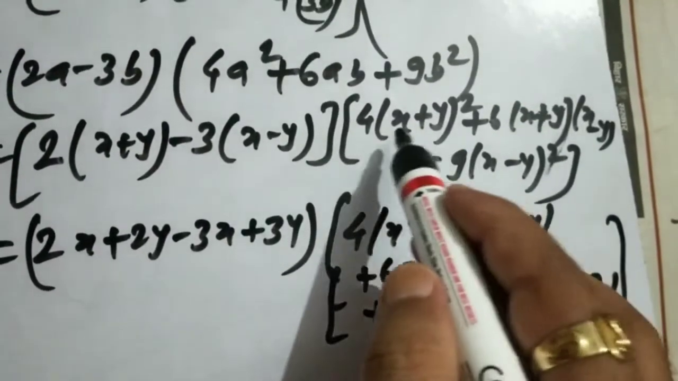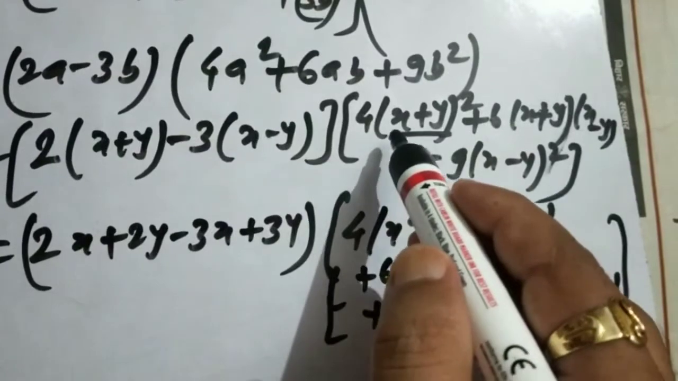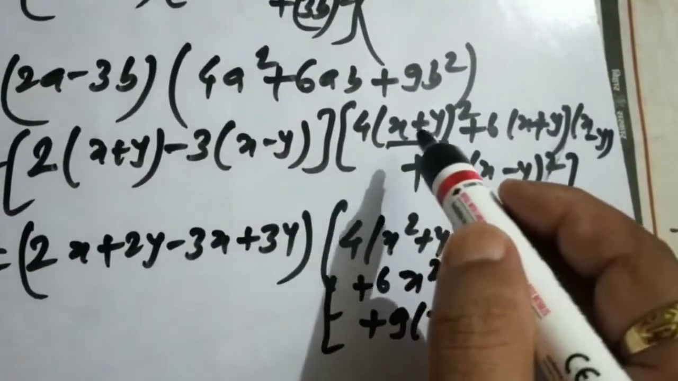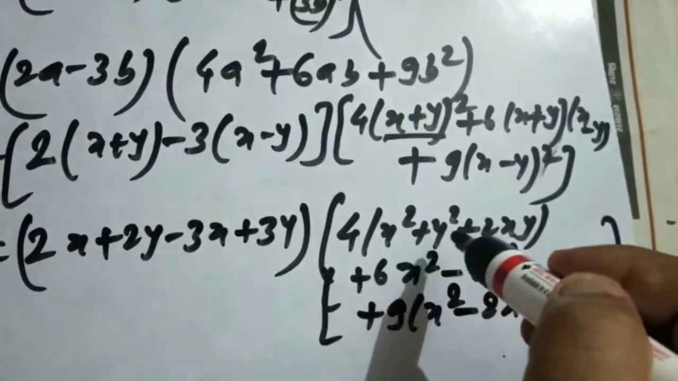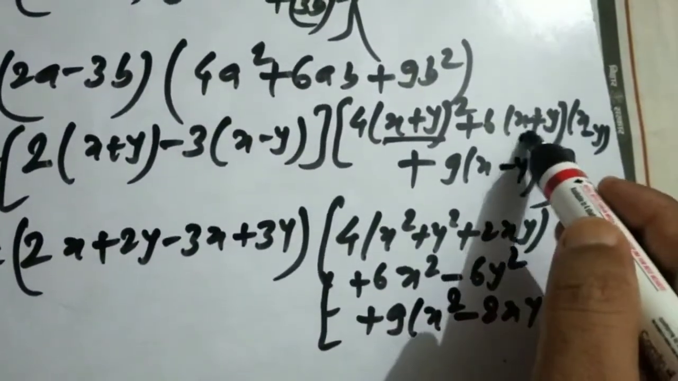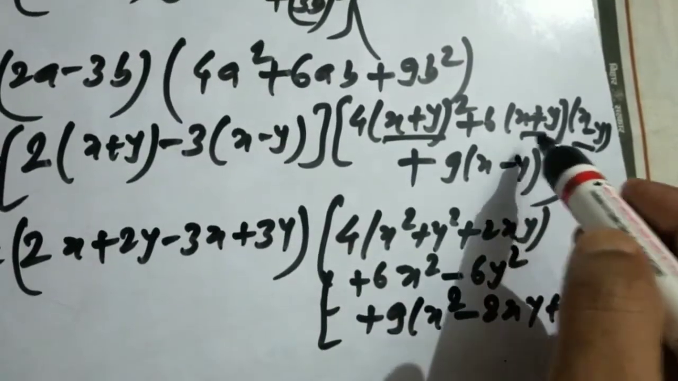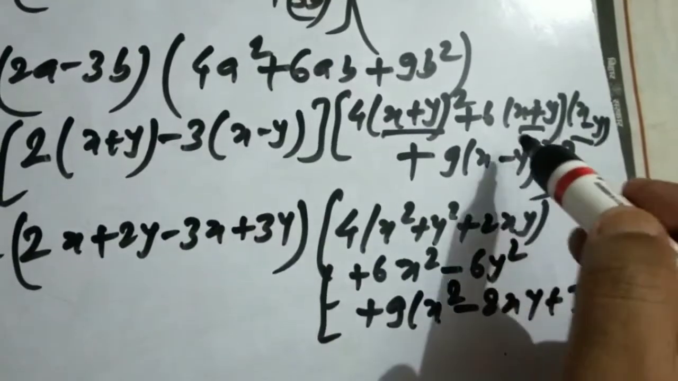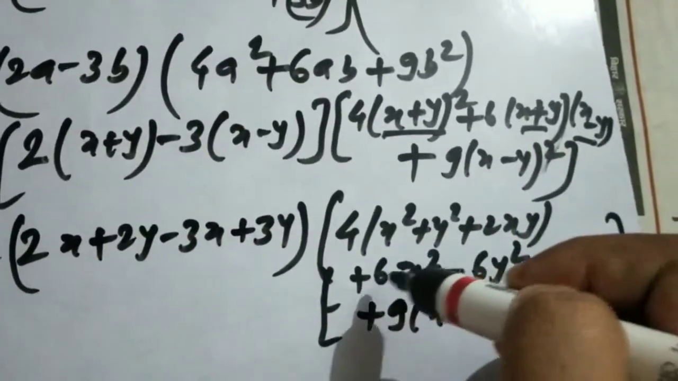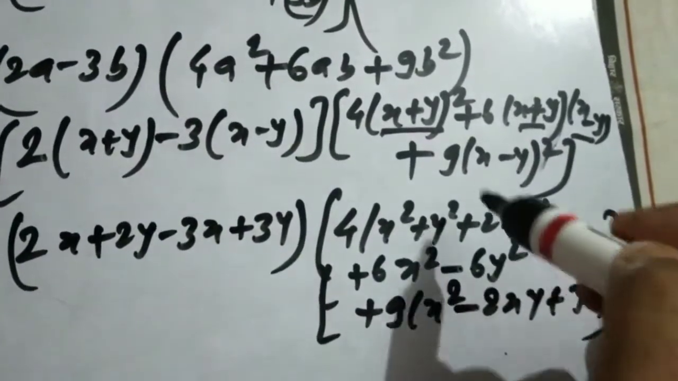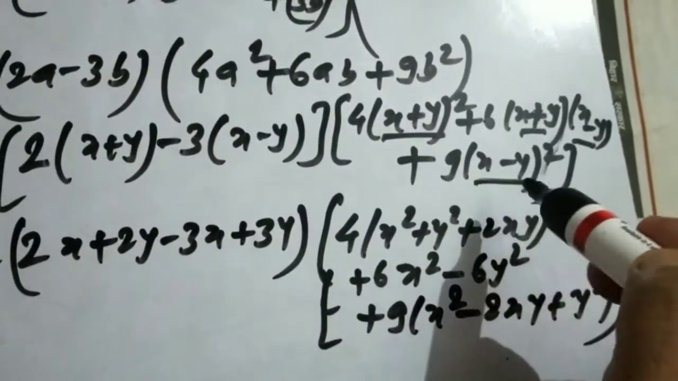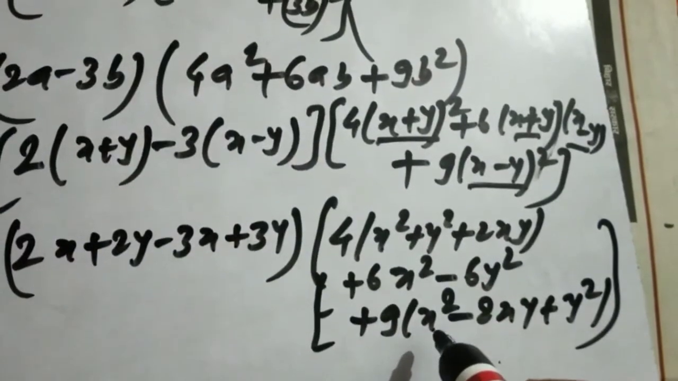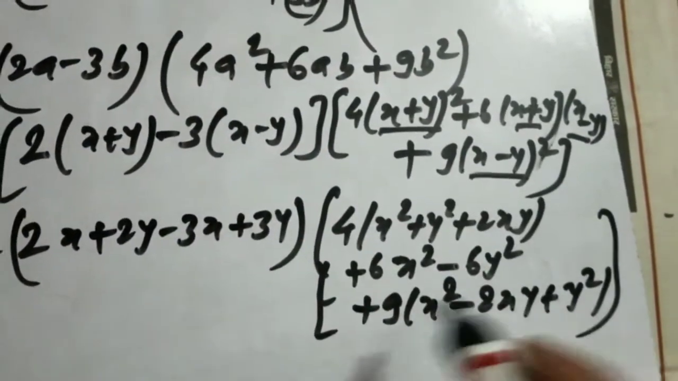We have expanded (x plus y) the whole square: x square plus y square plus 2xy. And (x plus y)(x minus y), using the identity (a plus b)(a minus b), will be x square minus y square, and multiplied by 6 will be 6x square minus 6y square. We have expanded (x minus y) the whole square using the identity (a minus b) the whole square, then it will be x square minus 2xy plus y square.